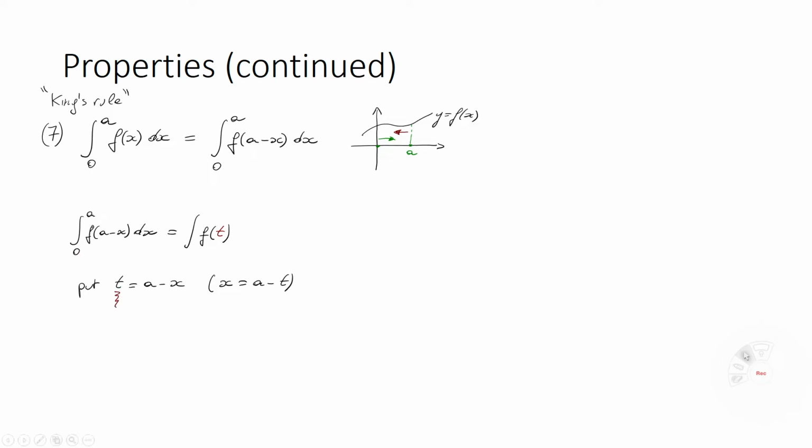And now we'll have a look at the bounds. So for the bounds, we know that if x is equal to 0, then t is equal to a. And if x is equal to a, then t is equal to 0. So that tells us that the bound 0 here will become a when we write things in terms of t, and the a bound for x will likewise become 0 when we talk about t.